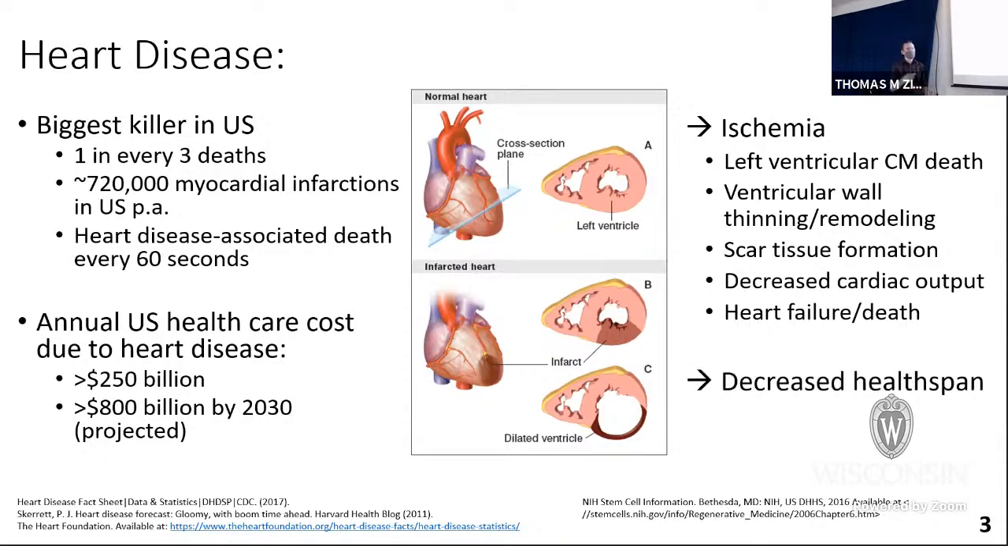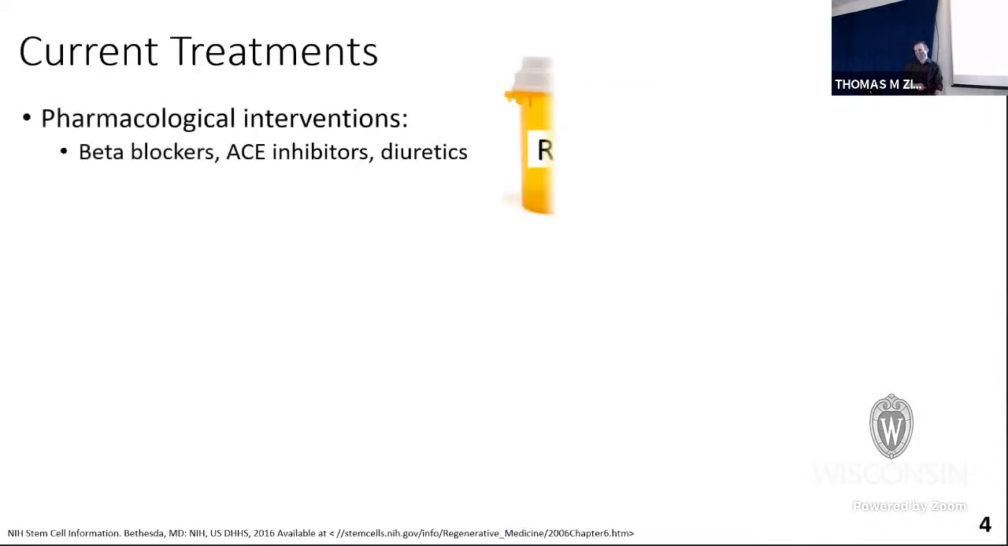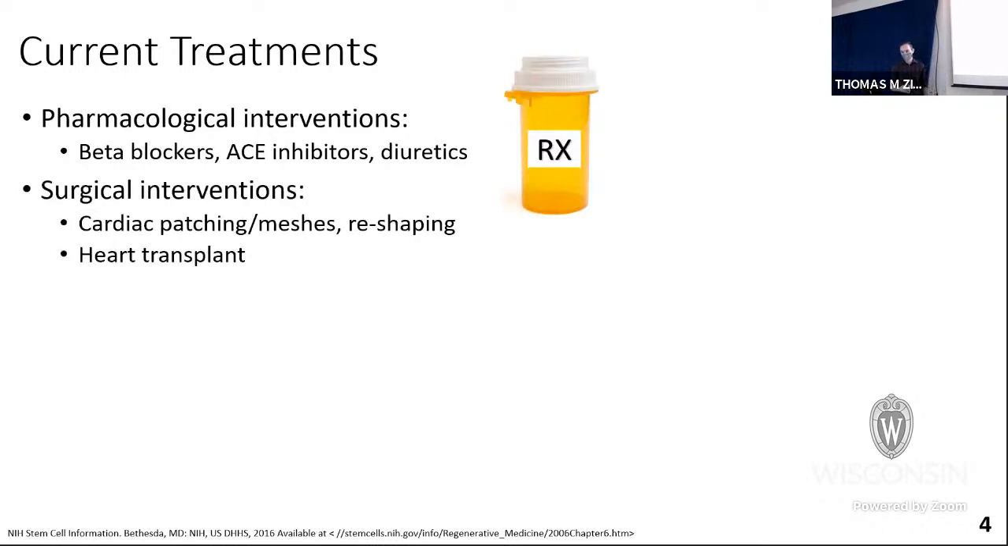And overall, this decreases the health span, so the number of healthy years that a person has after having the heart attack, and eventually decreases lifespan as well. So there are many different current treatments out there on the market today. There are a lot of pharmacological interventions I'm sure many of you have heard of, so beta blockers, ACE inhibitors, and diuretics to try to help pump blood better.